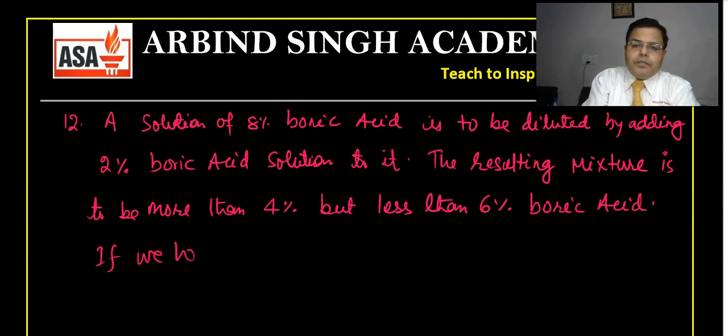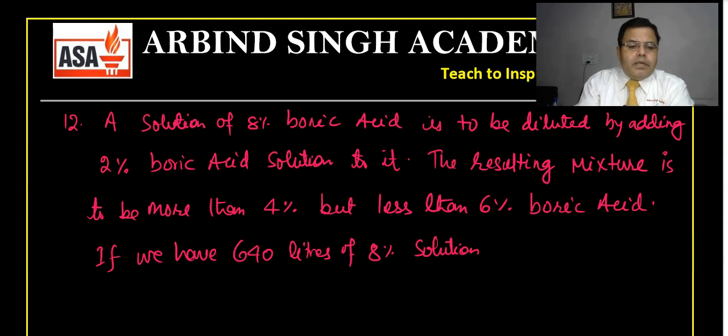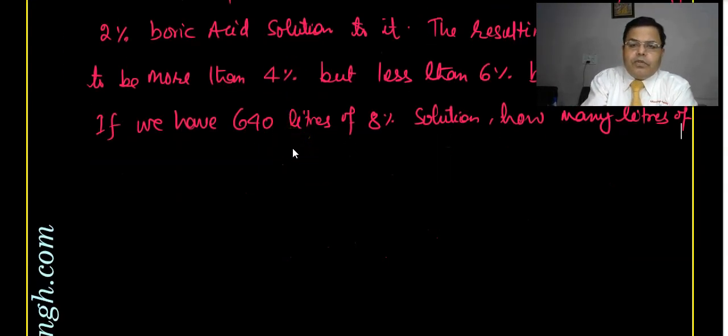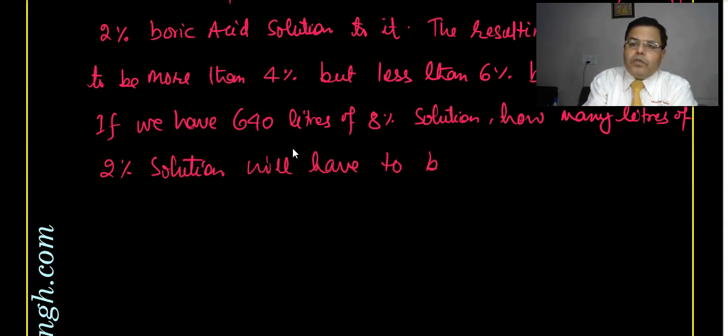Now, if we have 640 liters of 8% solution, how many liters of 2% boric acid solution will have to be added?